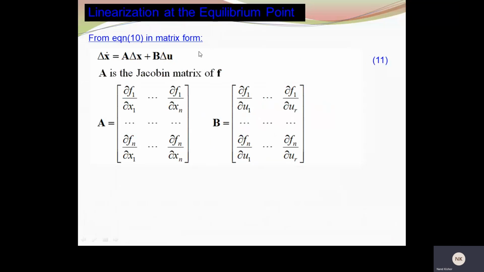Now from the previous equation 10, we can have it represented in the form of a matrix as equation 11. So we have it as delta x dot is equal to A delta x plus B delta u, where we have the matrix A as a Jacobian matrix of a function. So we have a partial differentiation of f1 with x1 and so on. And then similarly, we have the B matrix, which is again a partial differentiation of the function with respect to the input variables here.